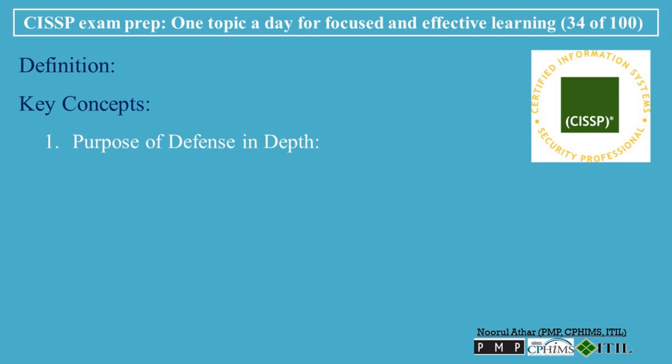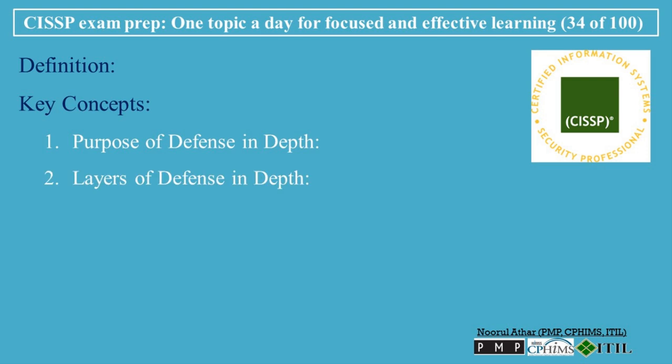Key concepts. 1. Purpose of defense in depth. The primary goal of defense in depth is to provide redundancy and security by using a combination of technical, administrative, and physical controls at different layers. This multi-layered approach helps protect against a wide range of threats and ensures that no single control is solely responsible for securing a system. DID is based on the assumption that attackers will eventually breach one layer of defense, so additional layers must be in place to slow them down, detect their activities, and prevent further damage.